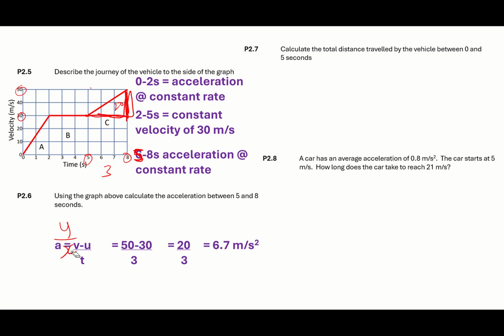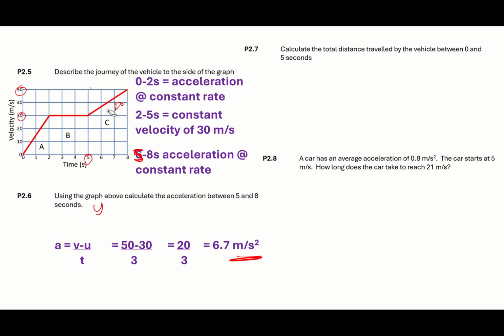So the full equation you could use in the exam, y over x, and I'd have to give you the marks, is a equals v minus u over t. So final velocity was 50. It started at 30. Take those away. 20 divided by 3 equals 6.6 recurring. I've rounded to 1 decimal place. Please make sure you know that unit really well. It's going to come up a lot.